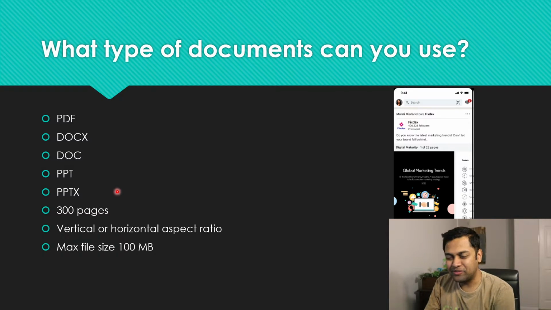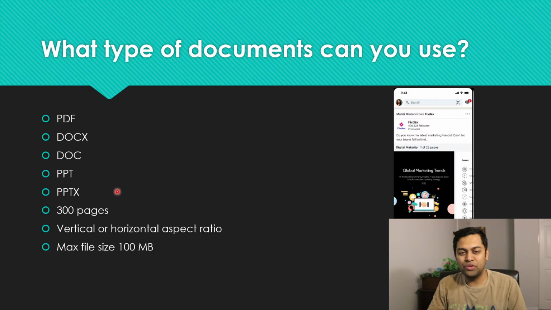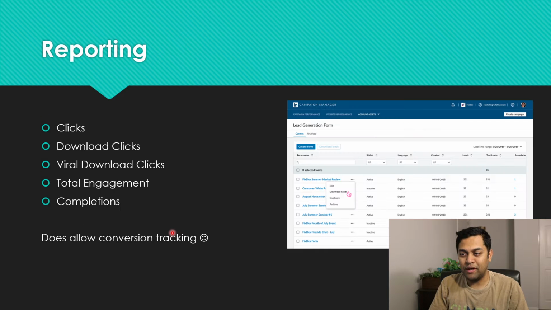So I would say 300 pages is too much. I mean, 2 to 3 pages or max 10 pages for your case study is more than enough to engage with your audience. You can use vertical or horizontal aspect ratio and a max file size of 100 megabytes. Now, all these details will be available on LinkedIn's documentation, but I'm just giving you for a reference, pretty widely used formats, 300 pages, 100 megabytes. I think that's more than sufficient for most of the companies and most of the brands.